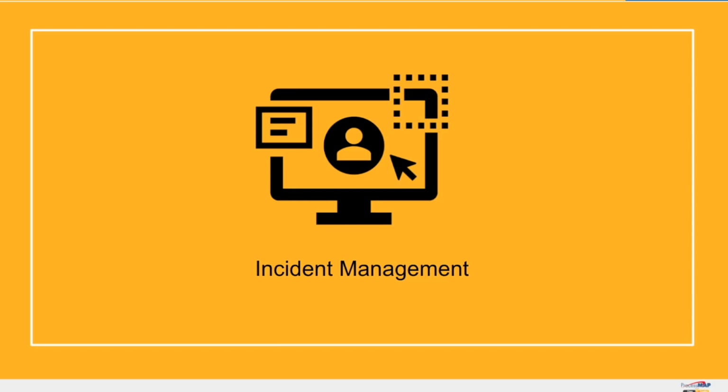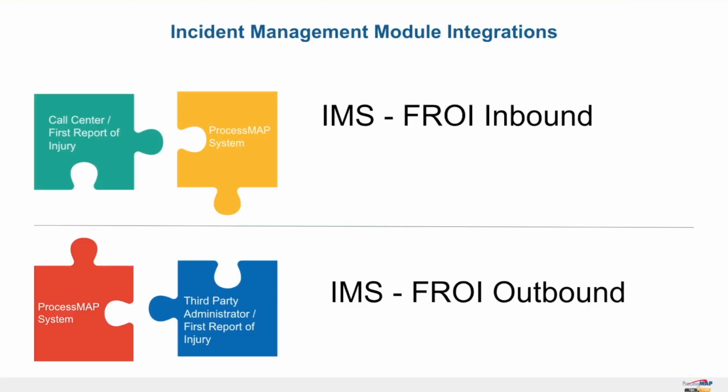Each integration is laid out in a specification document that details the business rules, naming convention, field mapping, frequency of the transmission, notifications, and more. Usually, this specification document is given to the client at the time of the implementation of the feed. Well, today I'm going to focus on the different data integrations available to our incident management module.